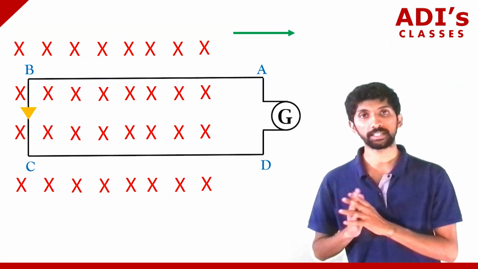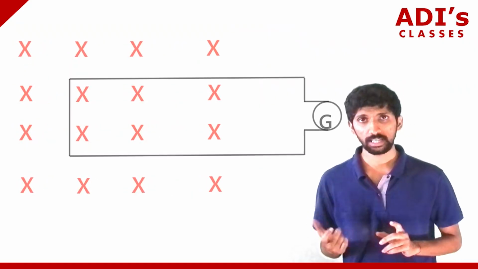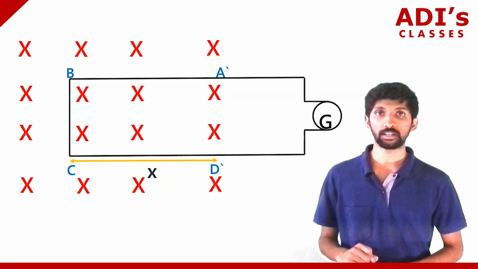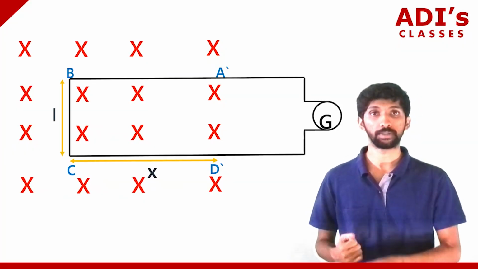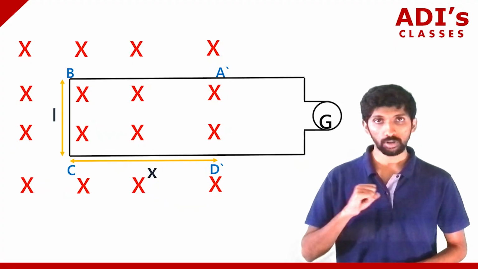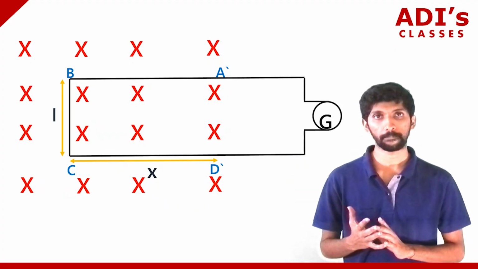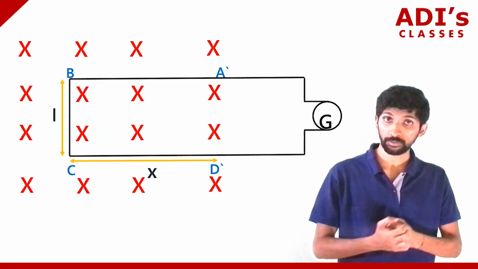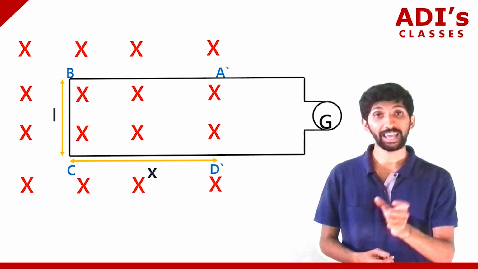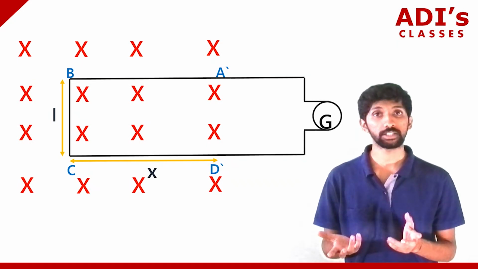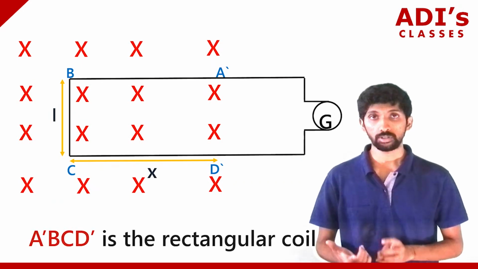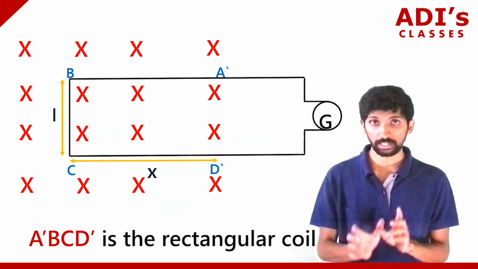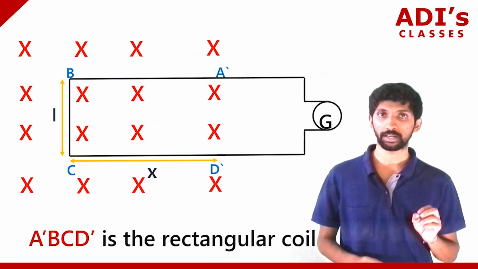Now ABCD is the coil. Let's say the length of the coil which is in the magnetic field is X, and the breadth of the coil is L. So this is X and this is L. As you keep moving the coil away from the magnetic field, X changes, correct? L remains the same, X will change. So let's call it A dash B, C, D dash, the rectangle which is there in the particular magnetic field.